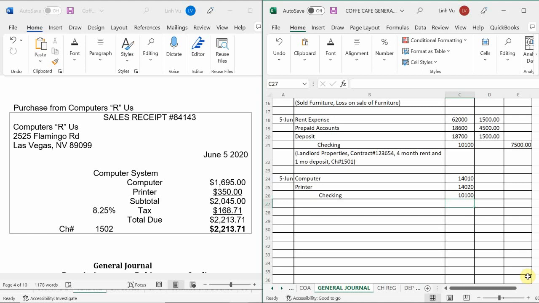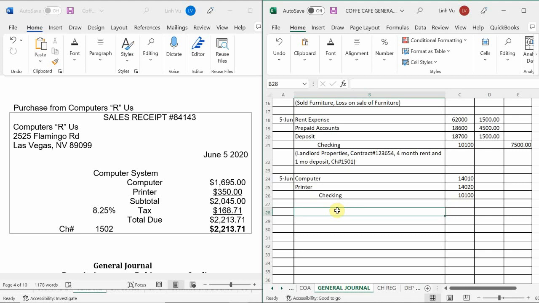How am I going to distribute the tax amongst my computer and my printer? Because this right here is charged based on the total amount. So how am I going to split this tax amongst my computer and my printer? Maybe I'm wrong, but the tax is 8.25%. So why don't you just take the 8.25% of the total, the 1695 and then the 350?